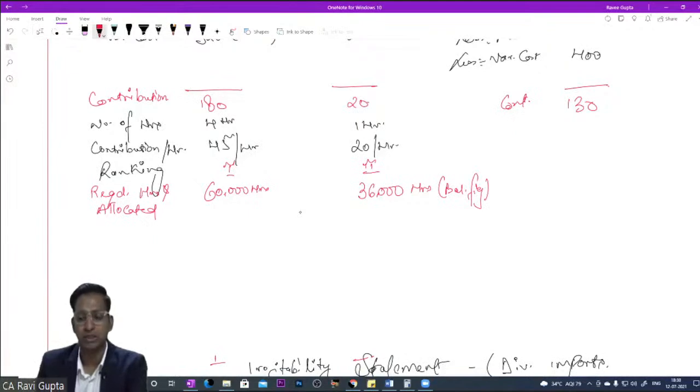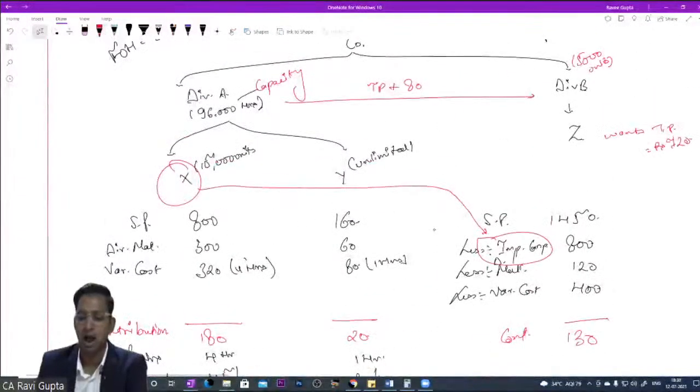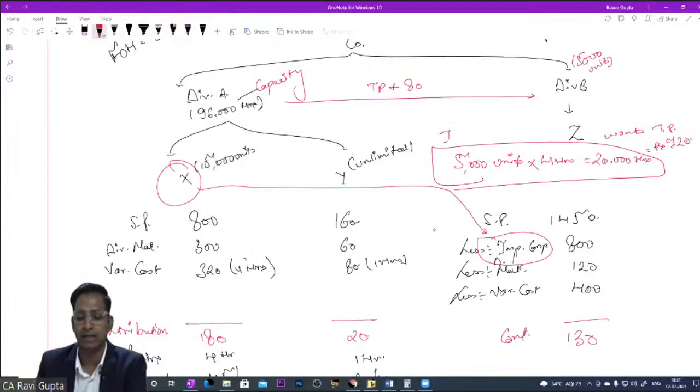Now we need 5,000 units for division B. And this product X can be used as a replacement of the imported component. That means in order to transfer 5,000 units, we will be requiring 4 hours each. That is 20,000 hours will be required if we want to do the internal transfer.